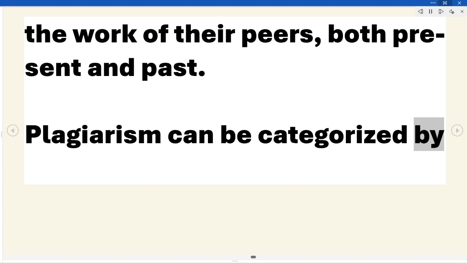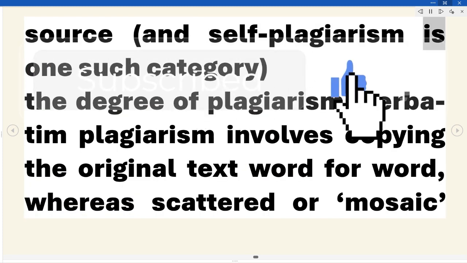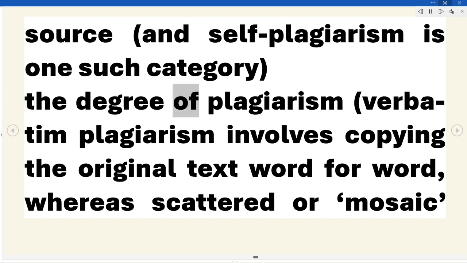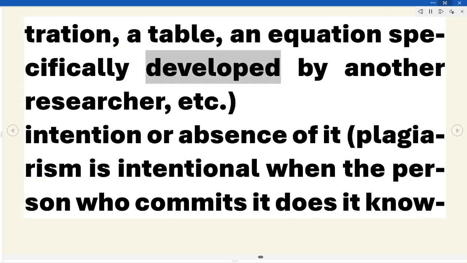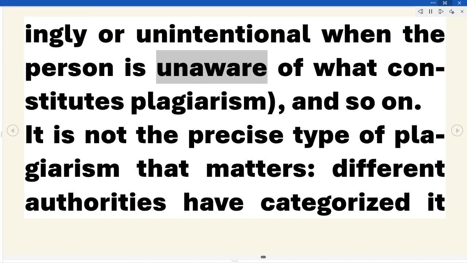Plagiarism can be categorized by source, and self-plagiarism is one such category. The degree of plagiarism: verbatim plagiarism involves copying the original text word for word, whereas scattered or mosaic plagiarism refers to copying small pieces of text that occur throughout the body of a research paper. Type of content plagiarized: copying an image or any form of illustration, a table, an equation specifically developed by another researcher, etc. Intention or absence of it: plagiarism is intentional when the person who commits it does it knowingly, or unintentional when the person is unaware of what constitutes plagiarism, and so on.